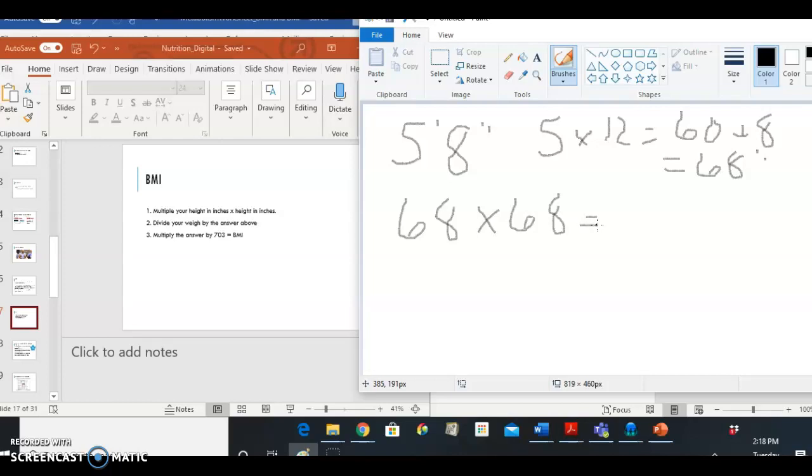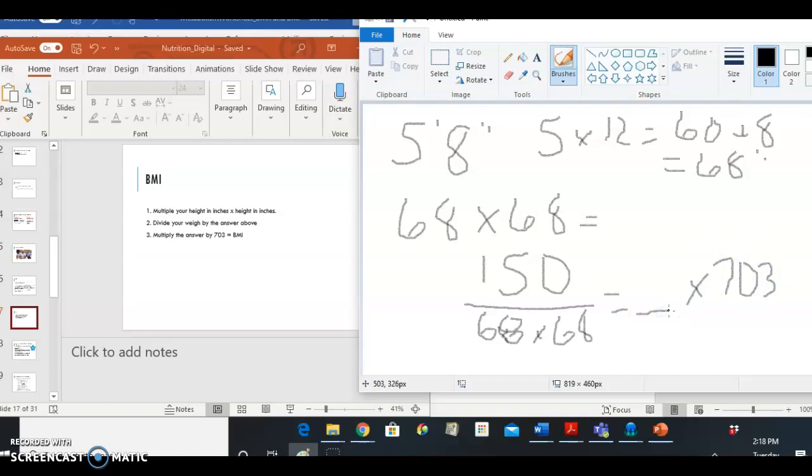So the last time I think I said they were 150 pounds divided by what 68 times 68 is. And then we're going to get that answer. And we're going to take that answer, multiply that by 703. That answer there. And that's going to give you your BMI, your body mass index.